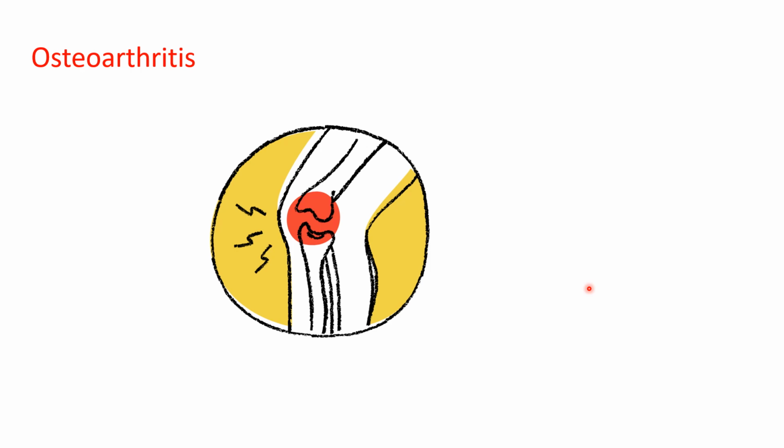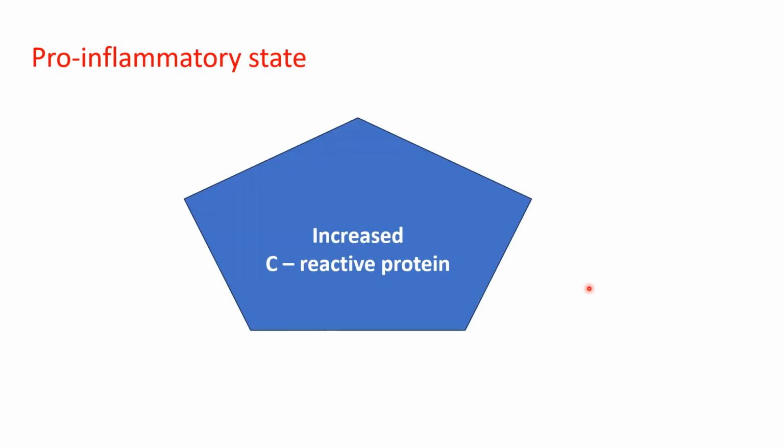Osteoarthritis. Increased adipose tissue can cause trauma to joints over the time, resulting in degenerative joint diseases. Pro-inflammatory state. Obesity results in pro-inflammatory state, which is evidenced by increased level of C-reactive protein. This can also contribute as an important risk factors to the diseases that we have already discussed.